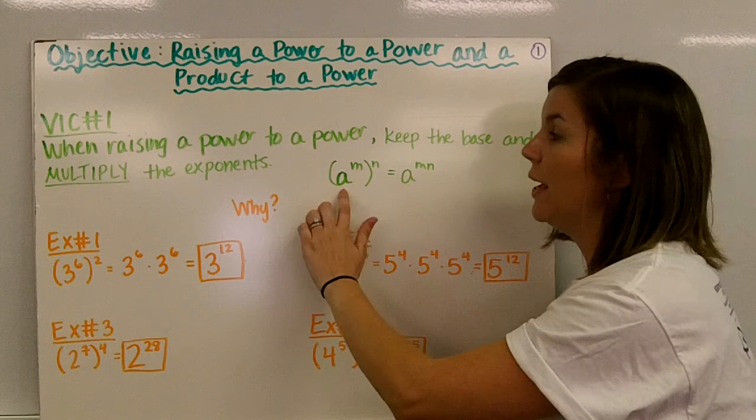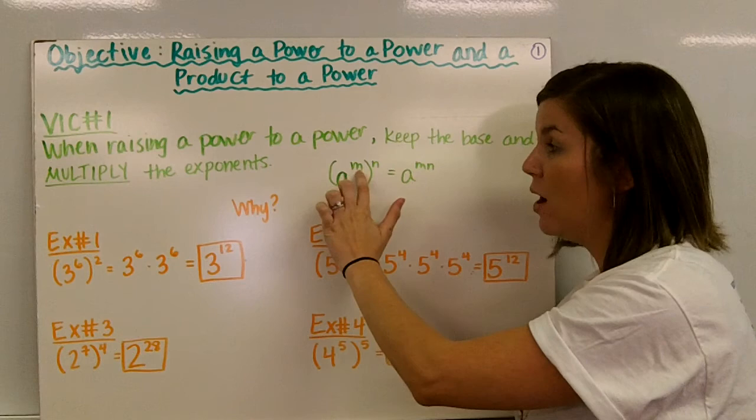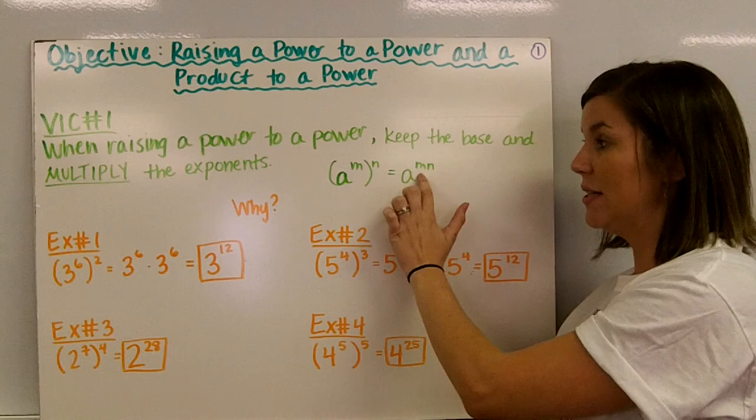So a to the m power raised to the n power. So with a power to a power, we multiply m times n. So a to the mn power. Well, why? So here are four examples.